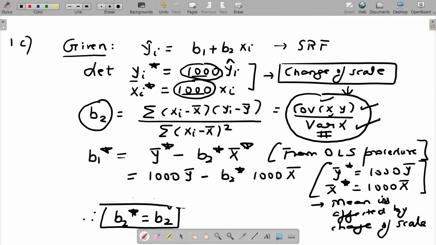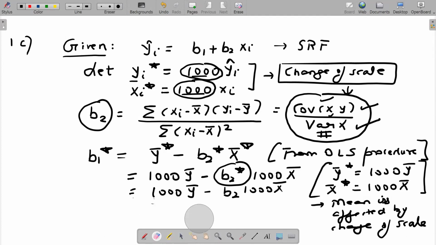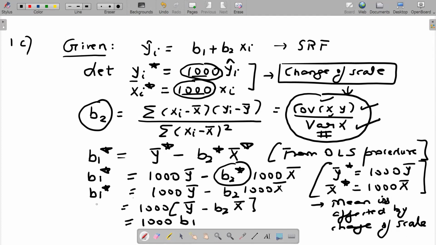B2 star is just equal to B2, so I can write 1000 times y bar minus B2 times 1000 times x bar. Now I can take 1000 common, so I get y bar minus B2 x bar. And what is y bar minus B2 x bar? Just B1.